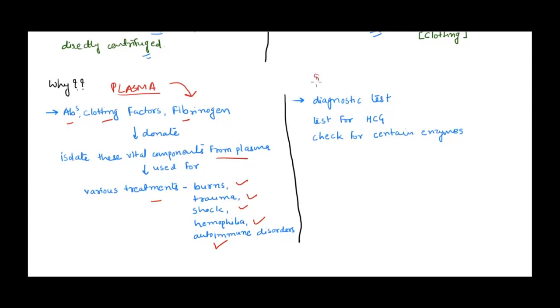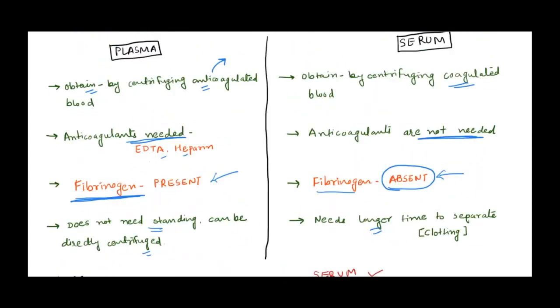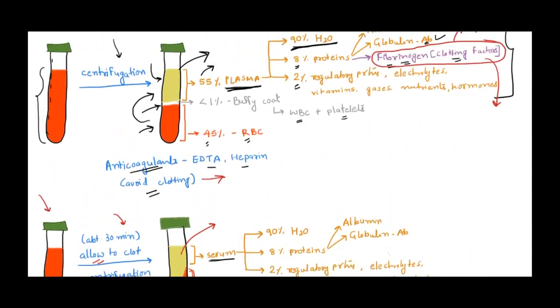When it comes to serum, serum would be used mainly for diagnostic purpose, for diagnostic tests, to find out the presence or the levels of certain enzymes, to test for, for example, HCG, that is human chorionic gonadotropin hormone. During pregnancy, it will be produced, so to detect that, HCG presence is detected. So serum is mainly used for diagnostic purposes, whereas plasma would be used in case of treatments. So that's all, the basic difference between plasma and serum. What is the difference, how it is obtained, and where are they used?